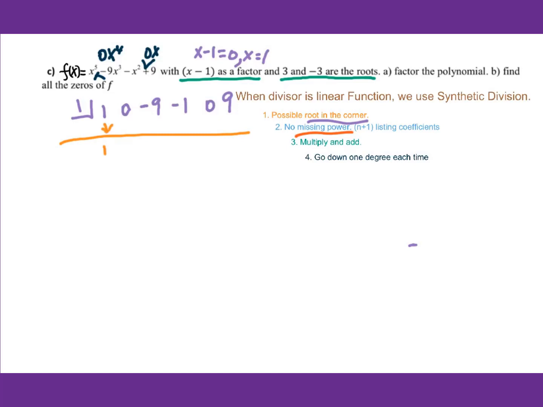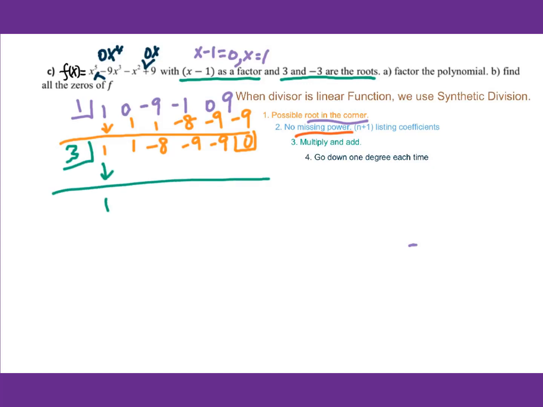We got 1, multiply 1, adding 1, multiply by 1. Then it's a negative 8 multiply negative 8. We got negative 9. Negative 9 adding negative 9. Negative 9. So we got 0 here. Then second root is a 3.